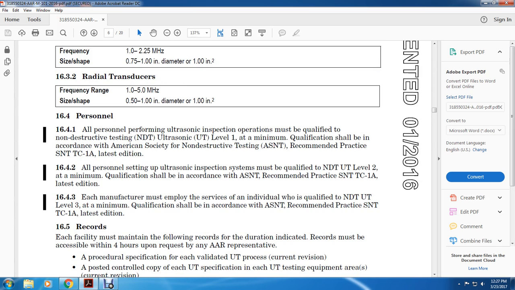All personnel performing ultrasonic inspection operations must be qualified in non-destructive testing at the ultrasonic level. The minimum qualification shall be in accordance with the American Society for Non-Destructive Testing. The recommended practice is SNT-TC-1A, latest edition.